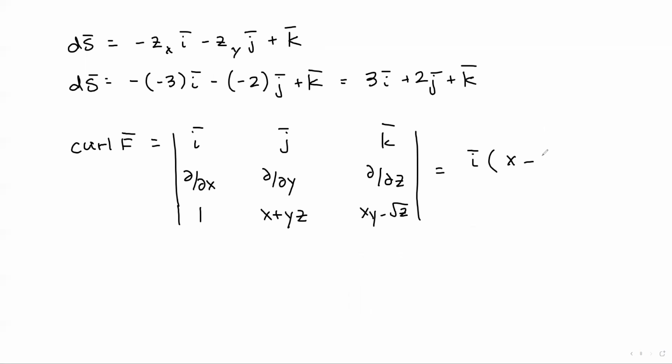So that's going to be y, minus j. That's going to give us the partial with respect to x of xy minus root z. That's y minus the partial of 1 with respect to z, which is 0, plus k. And then we get the partial with respect to x of x plus yz, which is 1, minus the partial of 1 with respect to y, which is 0.